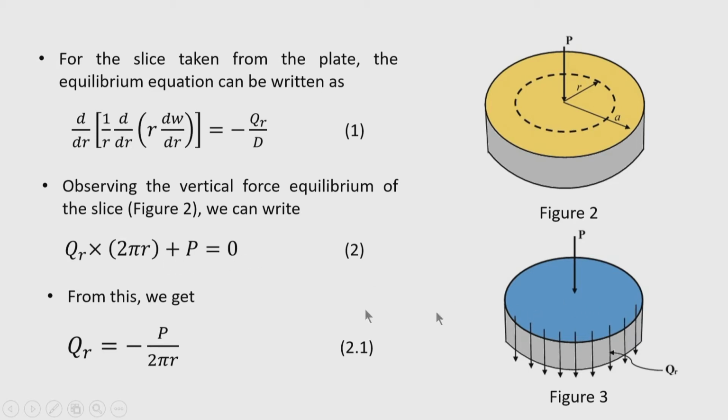From equation 2, we get Q_r equal to minus P divided by 2 pi r. So, this is the equation for shearing forces per unit length subjected to a concentrated load at the center at a radial distance r. Now we can substitute Q_r in equation 1, and then we get the differential equation relating the concentrated load with the third derivative.